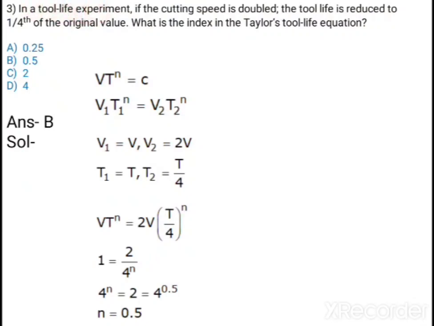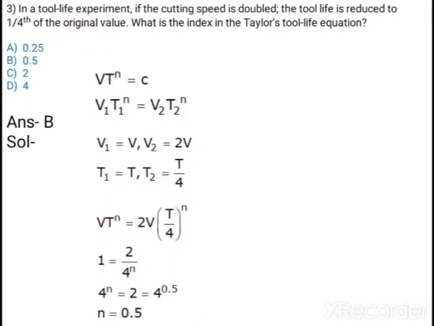Now next question. In a tool life experiment, if cutting speed is doubled, the tool life is reduced to 1/4 of the original value. What is the index of Taylor's tool equation? We know Taylor's tool life equation, VT^n = constant. From that we can write V1 T1^n = V2 T2^n, where V1 is V initial and V2 is double, so V2 = 2V. T1 is T, and tool life at the next stage is reduced to 1/4 of the original value, so T2 = T1/4 and T1 = T.